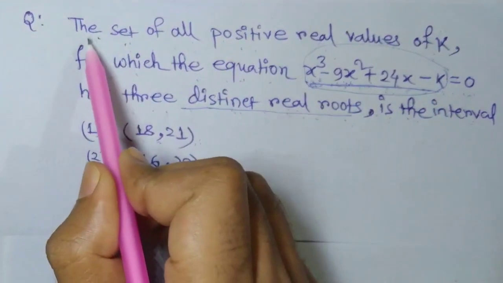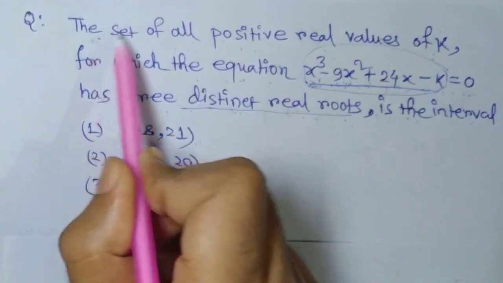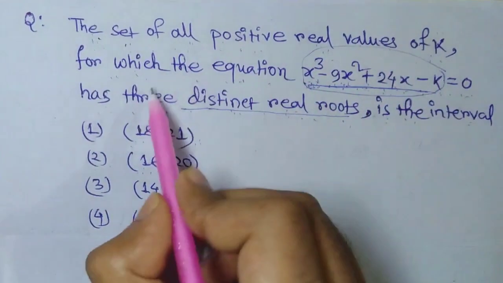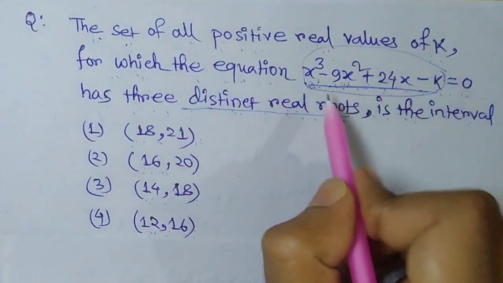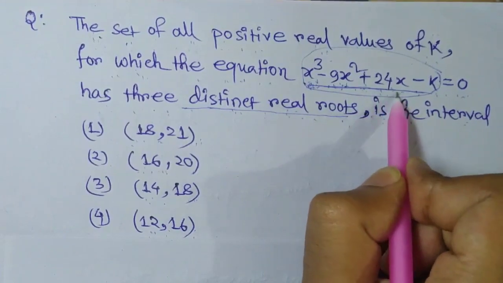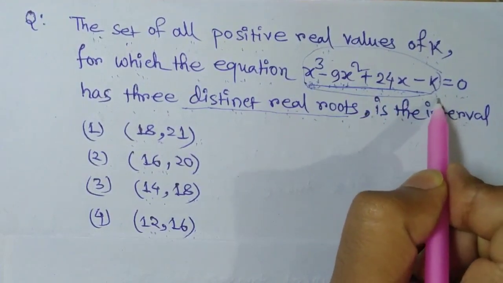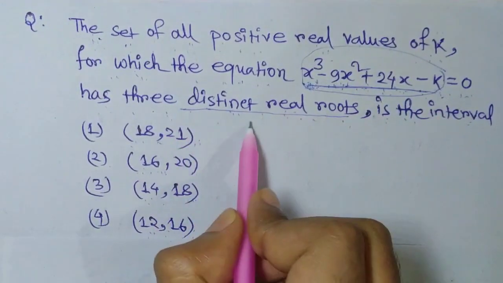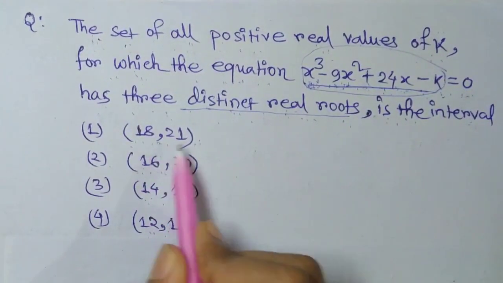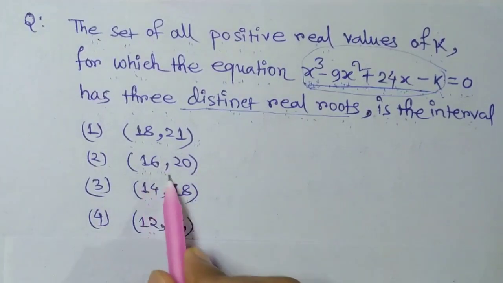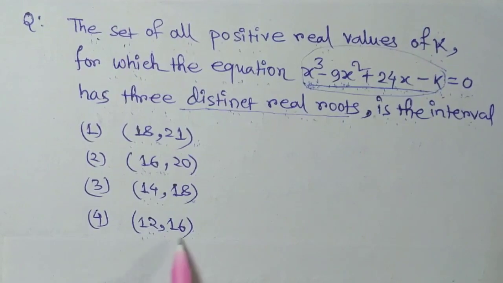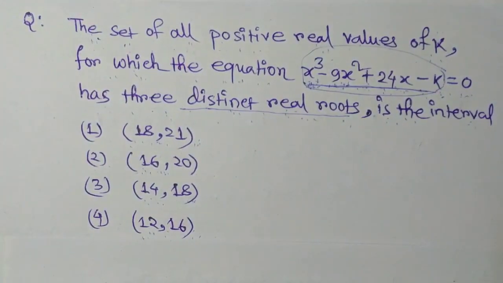So the given problem is: the set of all positive real values of k for which the equation x cube minus 9x square plus 24x minus k equals 0 has three distinct real roots is the interval: open 18,21; open 16,20; open 14,18; open 12,16.